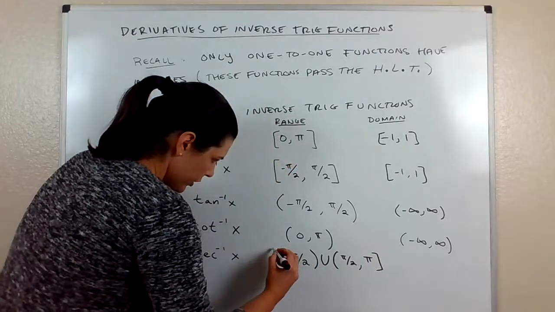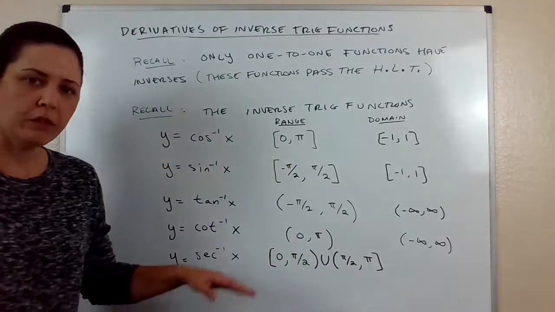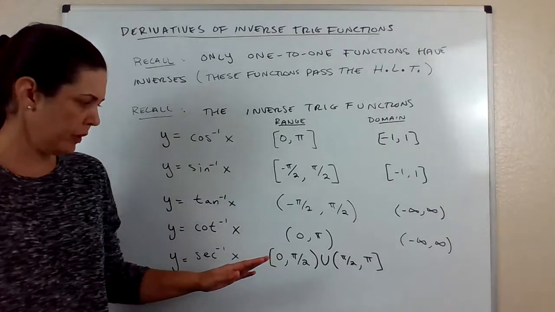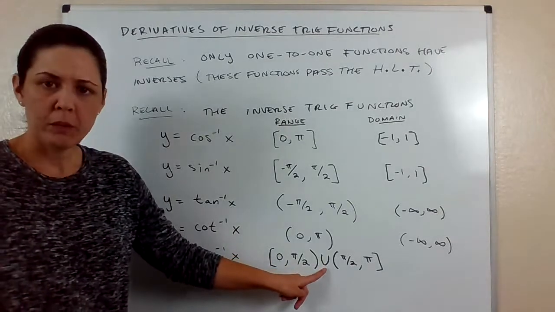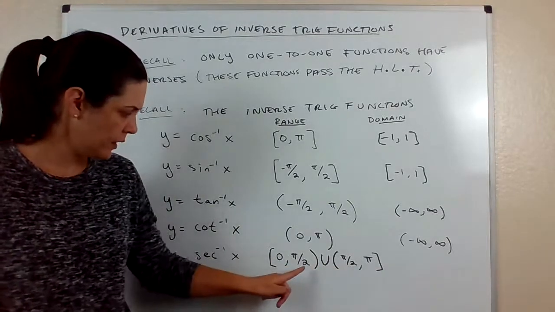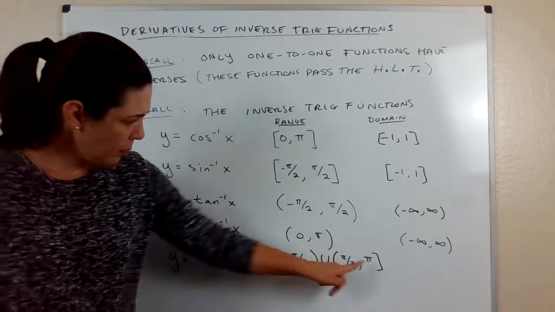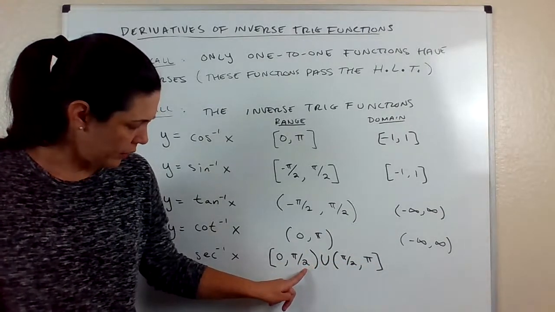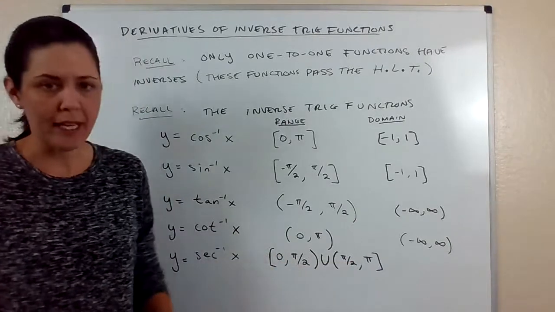Okay, that's this notation. This is interval notation, just if this looks familiar to you. This is your union symbol connecting these 2 sets. And so basically it's saying from 0 to pi, but you can't actually ever equal pi over 2. So we jump over that.